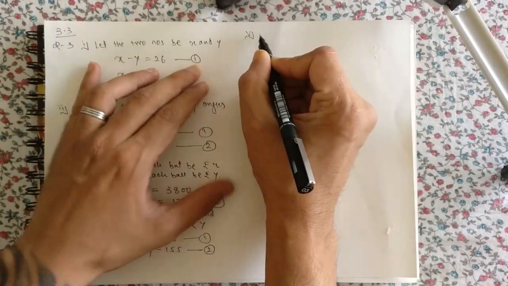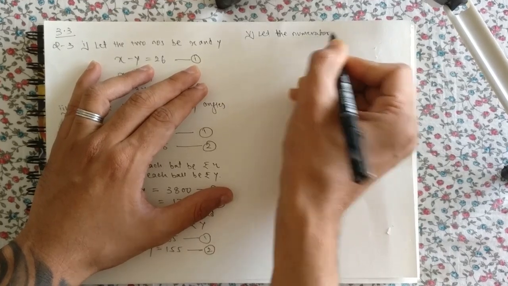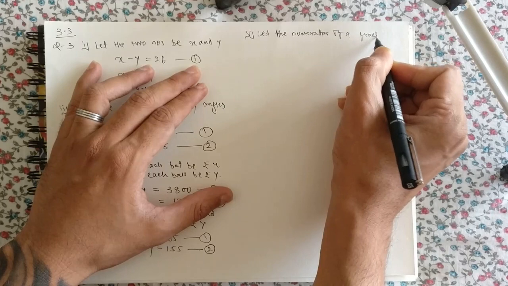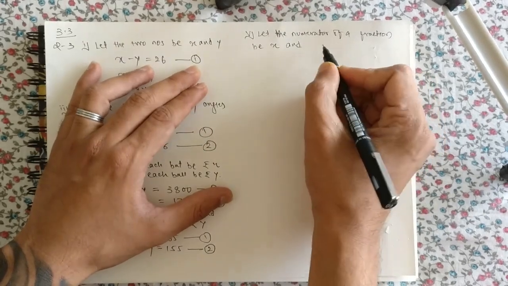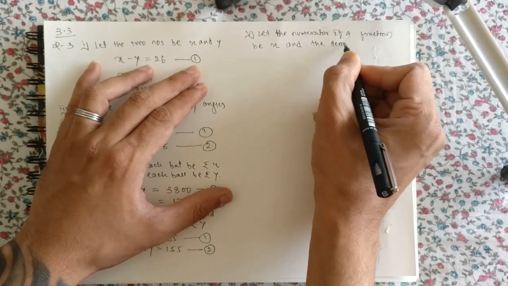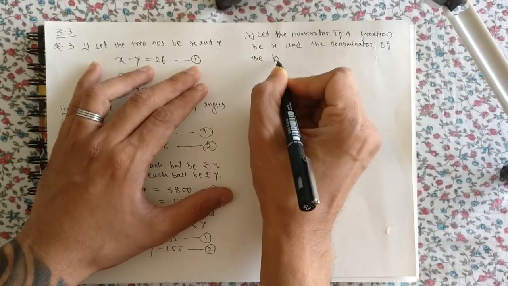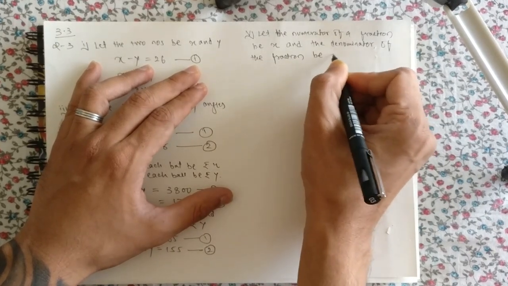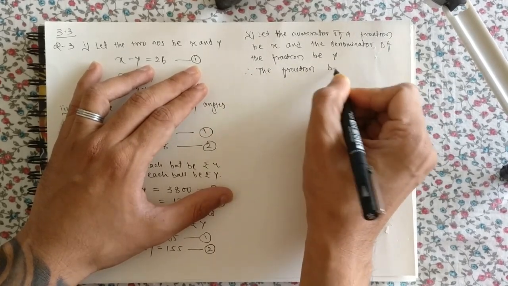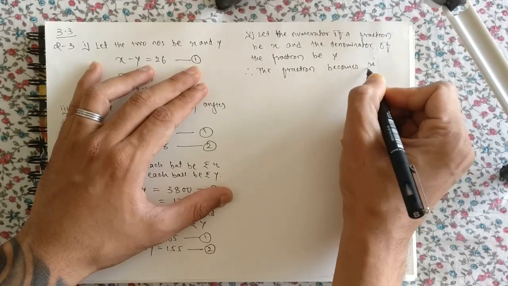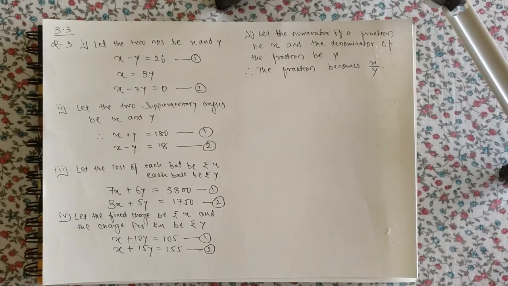First statement. Let the numerator of a fraction be x and the denominator of the fraction be y. Therefore, the fraction becomes x by y.